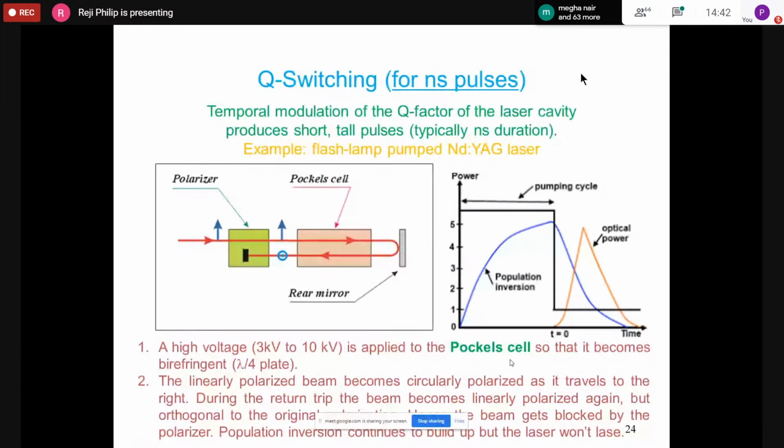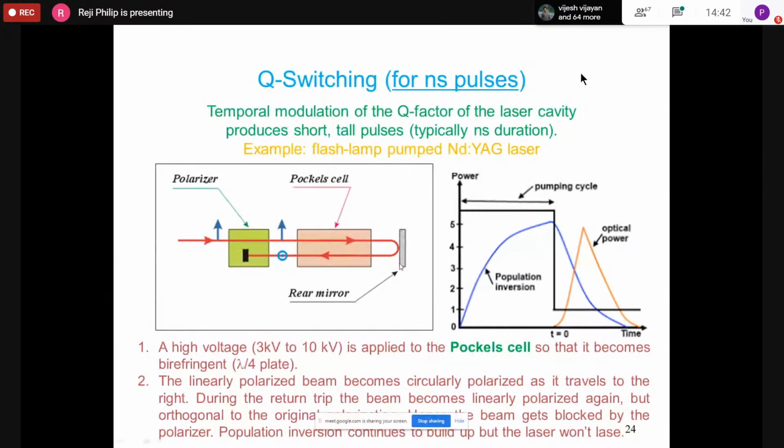By the nature of birefringence, it becomes a lambda by 4 plate. Now, what is a lambda by 4 plate? There are lambda by 4 plates, lambda by 2 plates, and all that. A lambda by 4 plate is something which makes a linearly polarized beam circularly polarized. So the polarizer in the laser cavity makes the laser beam linearly polarized, but when it passes through the Pockels cell, it becomes circularly polarized.